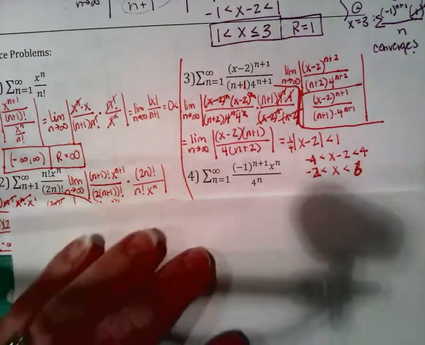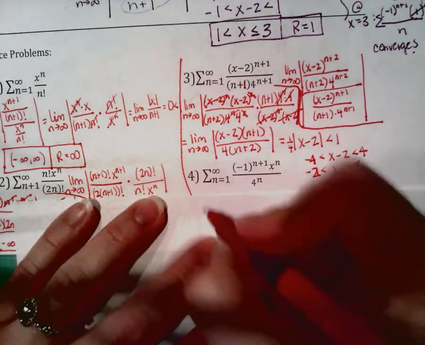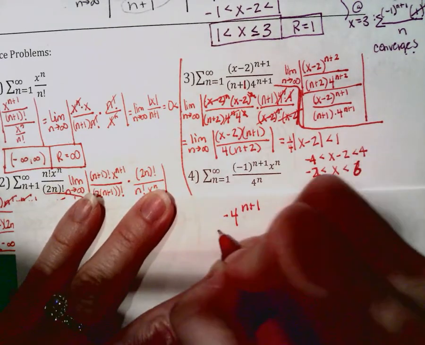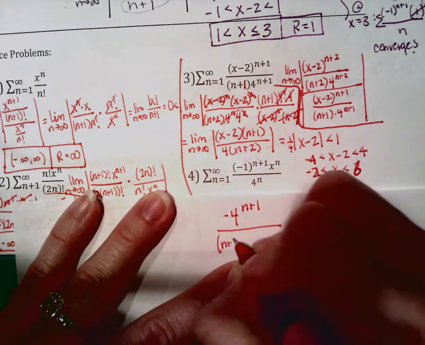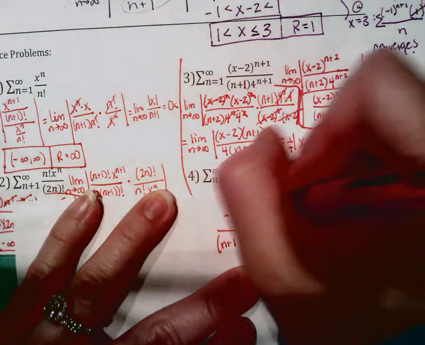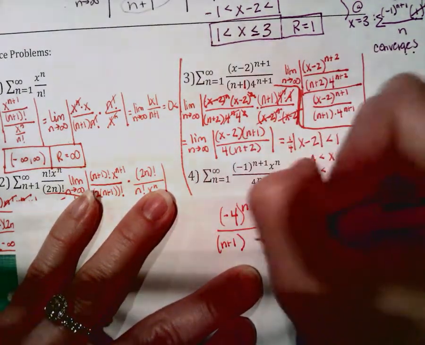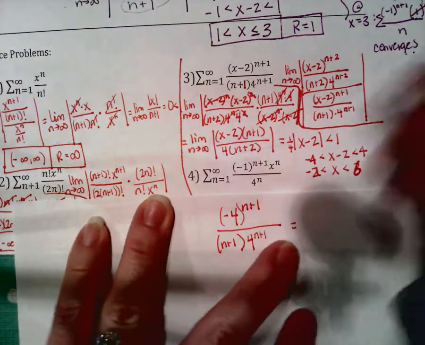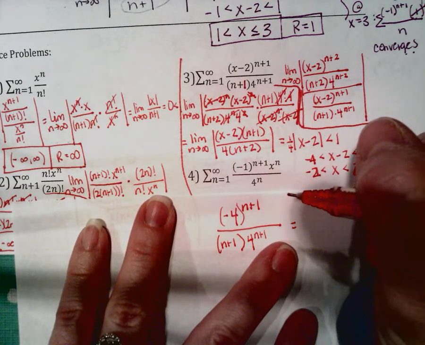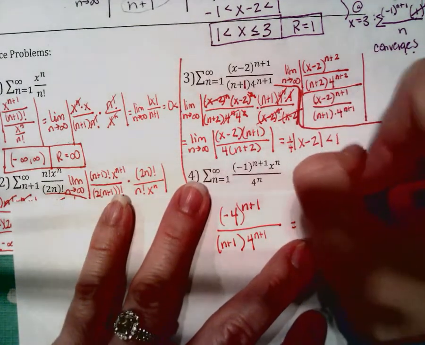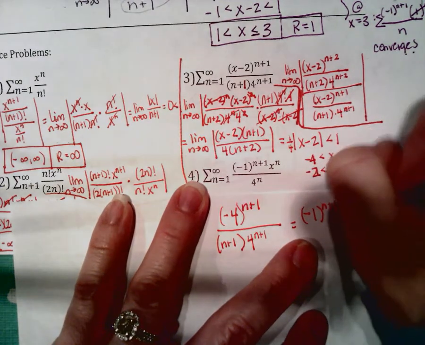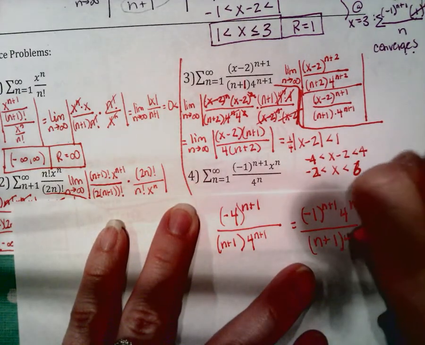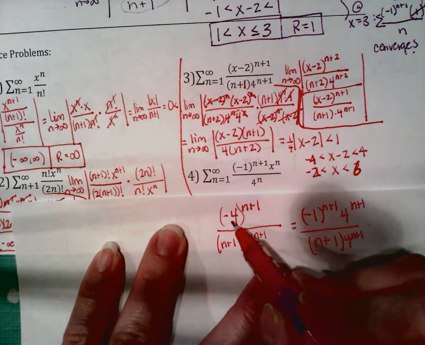Okay, so if I plug in the negative 2 for x, I would get negative 4 to the n plus 1 over n plus 1, so it'd be negative 4 like this, times 4 to the n plus 1. Which would be the same thing as negative 1 to the n plus 1 times 4 to the n plus 1 all over n plus 1 times 4 to the n plus 1. So I just separated the negative 4. I changed it to negative 1 and a 4.